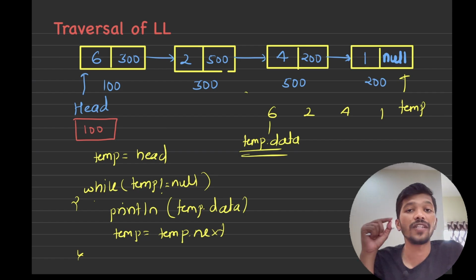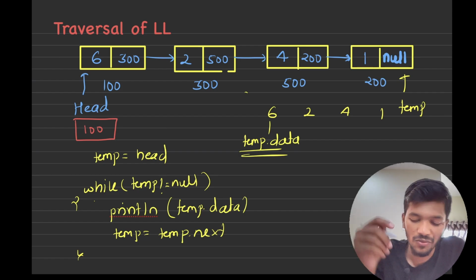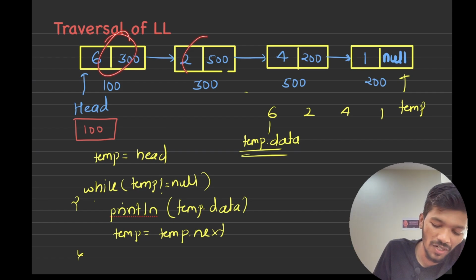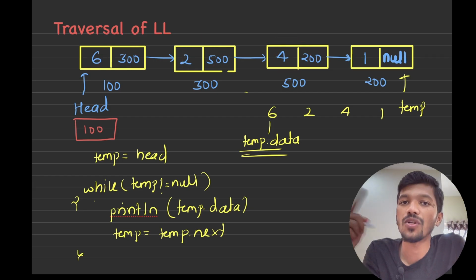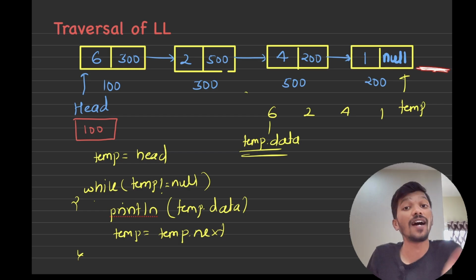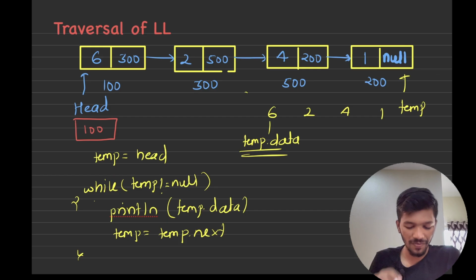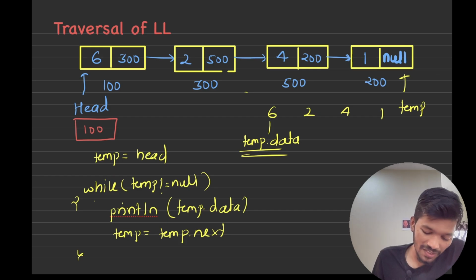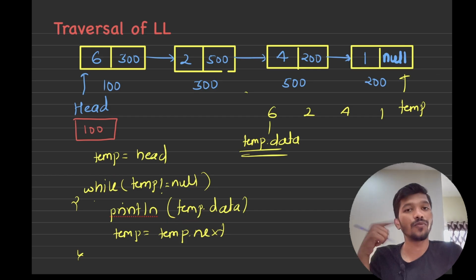And this is how we can basically traverse the list. So what we are doing is moving from one node to another till temp is not equal to null. If temp is equal to null, which means you are moving beyond the last node, the condition will be false.